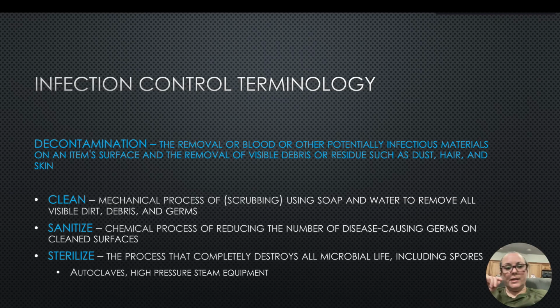Infection control terminology. So there is a word called decontamination. This is the removal, it should say, of blood or other potentially infectious materials on an item's surface, and also the removal of visible debris or residue, which would be dust, hair, skin cells, a bunch of nasty stuff. So we're going to talk about cleaning, sanitizing, and sterilizing. So cleaning is the mechanical, so the actual process of scrubbing. So that would be scrubbing using soap and water to remove any visible dirt, debris, or germs.